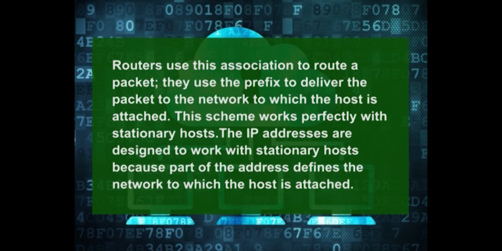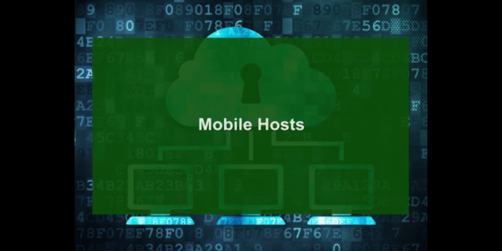The address is valid only when the host is attached to the network. If the network changes, the address is no longer valid. Routers use this association to route a packet. They use the prefix to deliver the packet to the network to which the host is attached. This scheme works perfectly with stationary hosts. The IP addresses are designed to work with stationary hosts because part of the address defines the network to which the host is attached.